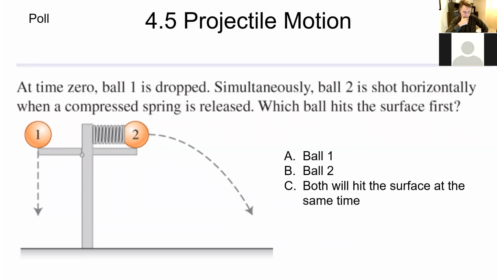I'll give you another 15 seconds to click in on that. Okay. Let me take your answers and show the results. So 79% of you are voting for C, both hit the surface at the same time.